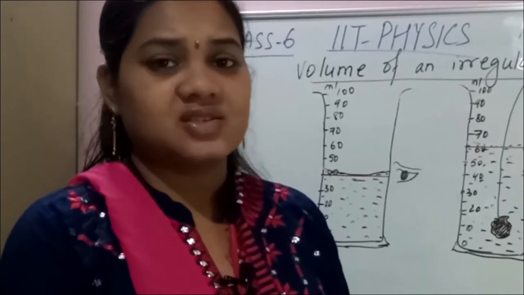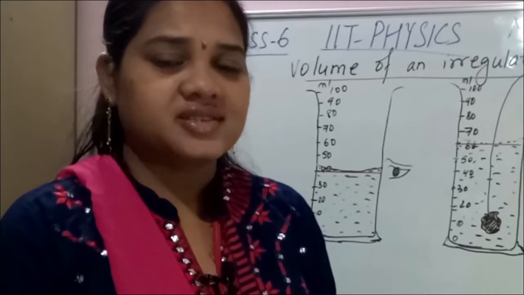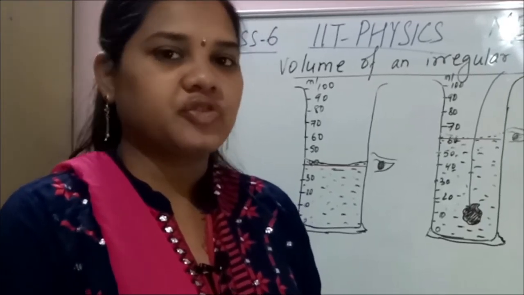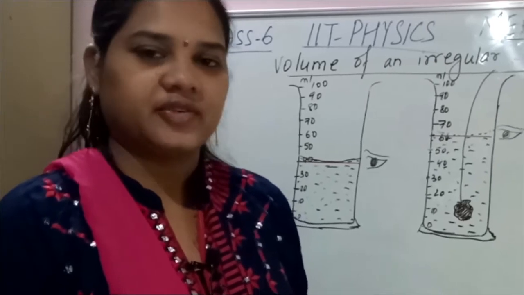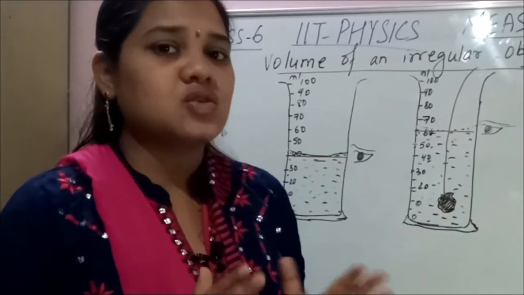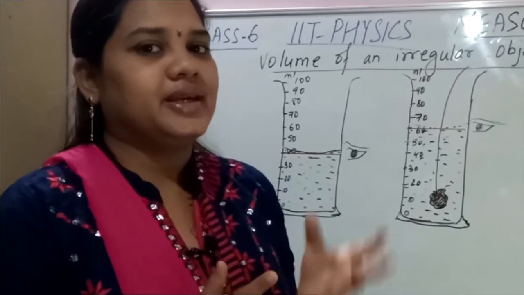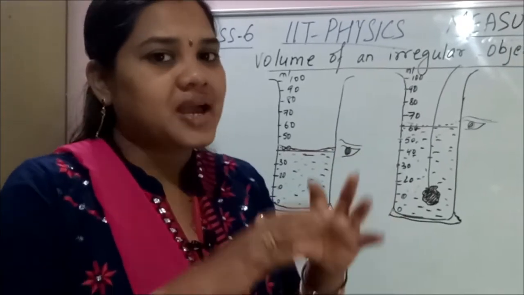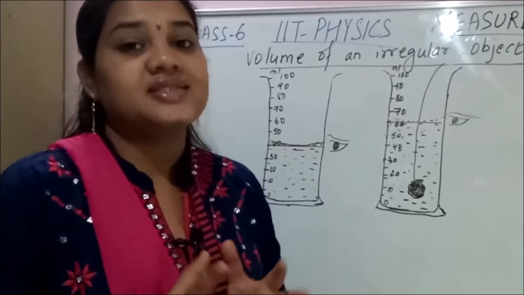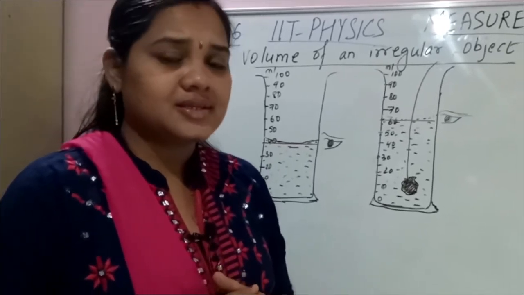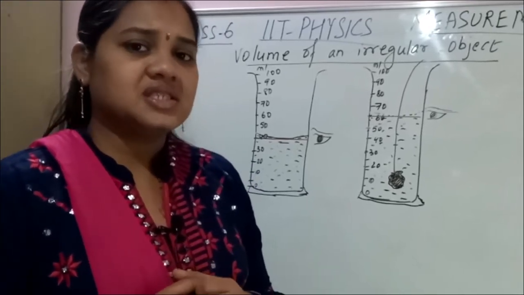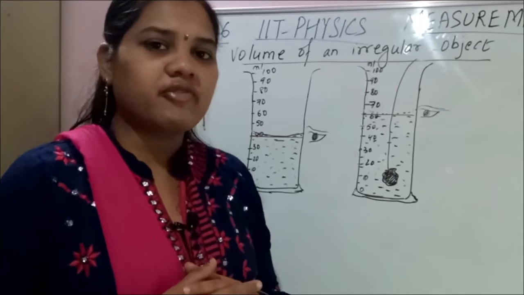So, children, last class what did we discuss? We discussed some instruments that are used to find the volume of liquid. What is volume? Volume is the amount of space occupied by a body. A three-dimensional body occupies how much space? That is called its volume. Its SI unit is cubic meter. Other units are cubic centimeter, liter, milliliter; these are the other units of volume.